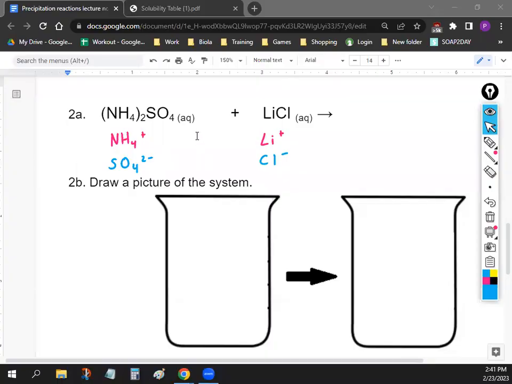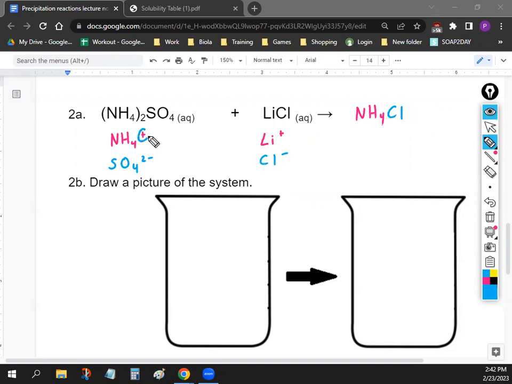Okay, so let's do the double replacement now. We're going to take the positive of one of them, NH4 plus, and combine it with the negative of the other, which is Cl minus. If we put these together, are they balanced out? Is the positive and negative balanced?